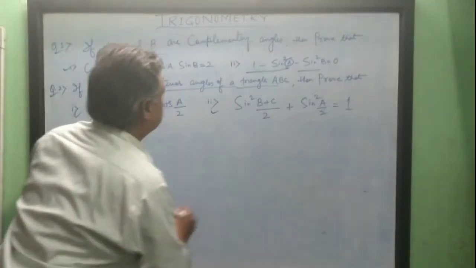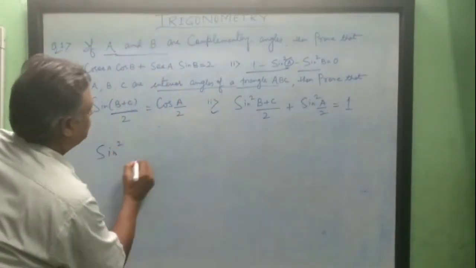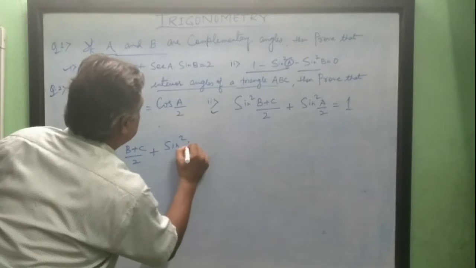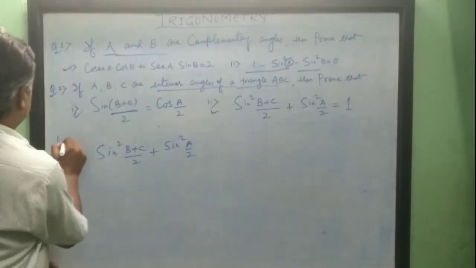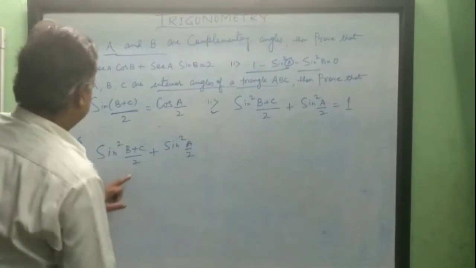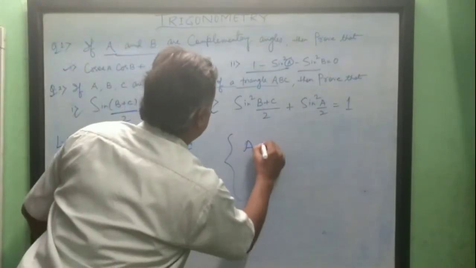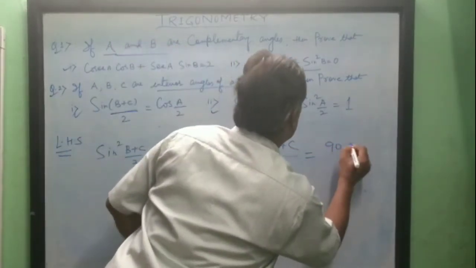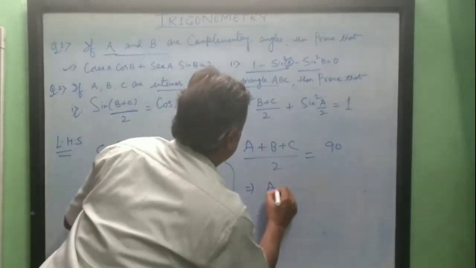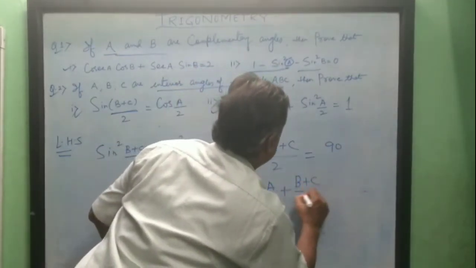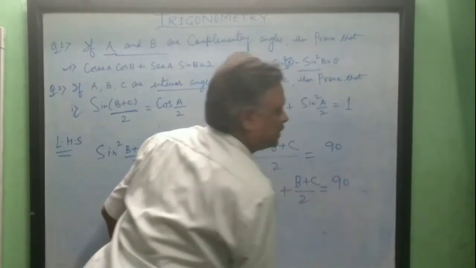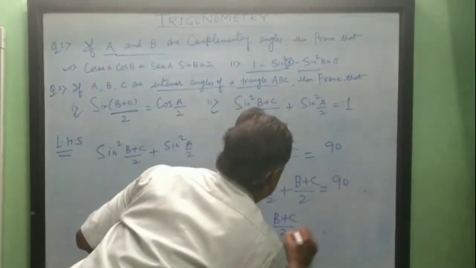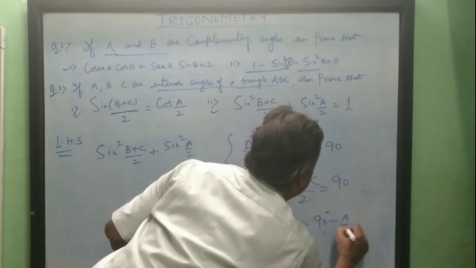And the second question is sine square B plus C by 2 plus sine square A by 2. So this is our LHS, and already we have got the value A by 2 plus B plus C by 2 is equal to 90 degree. So B plus C by 2 is equal to 90 degree minus A by 2.